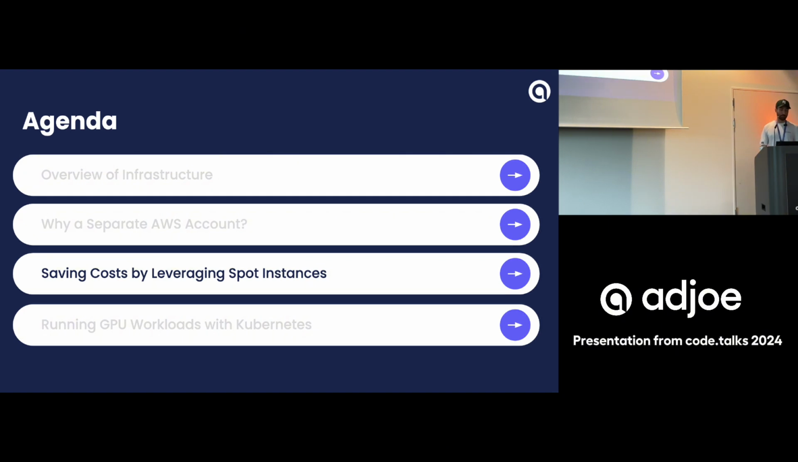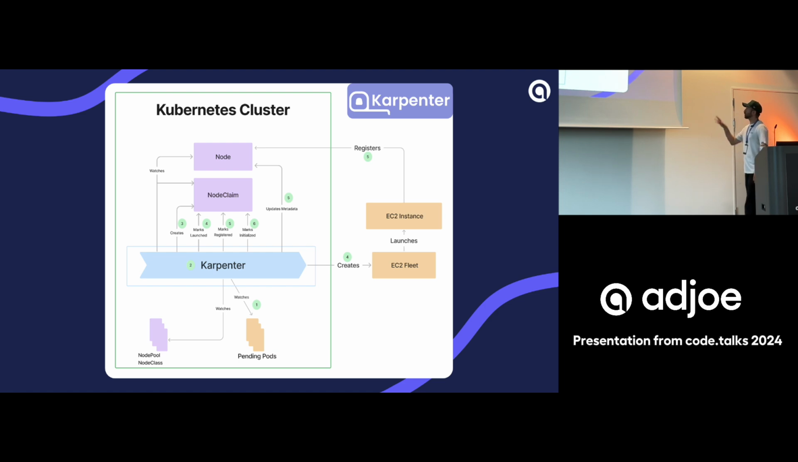Let's talk a little bit about Spot instances and how to use them to save costs. So I want to talk a little bit about Karpenter. I won't go deep into every point of this diagram. It's a little bit complicated, but you can use Karpenter to add Spot instances to your EKS clusters or your Kubernetes clusters and leverage Spot instances.